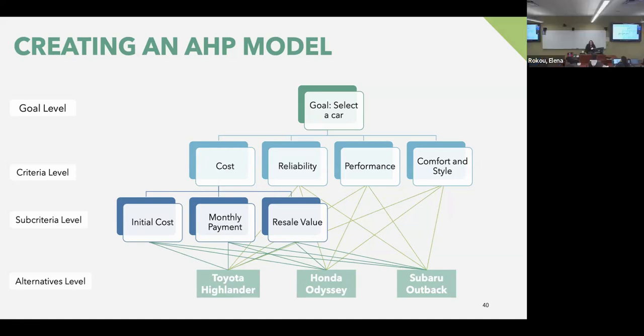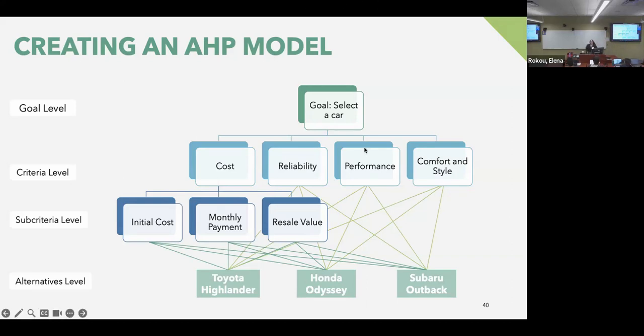Every time, we connect all the criteria that don't have any children to the alternatives. Notice, cost is not connected to the alternatives. The sub-criteria of cost are connected to the alternatives. Performance, which doesn't have sub-criteria, is connected to all the alternatives.